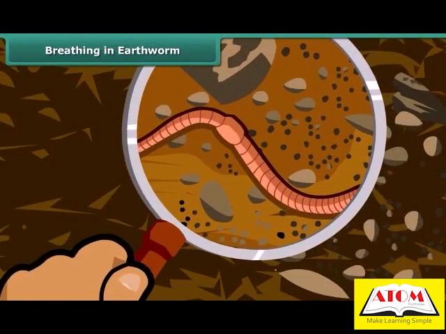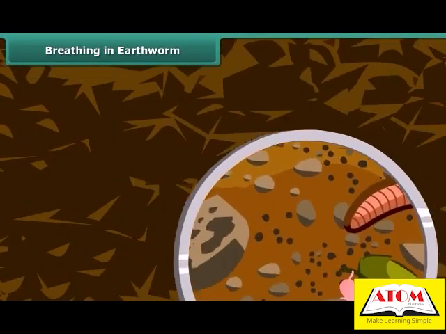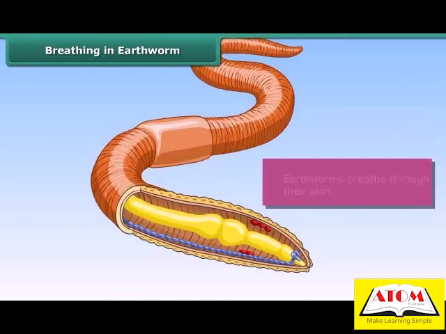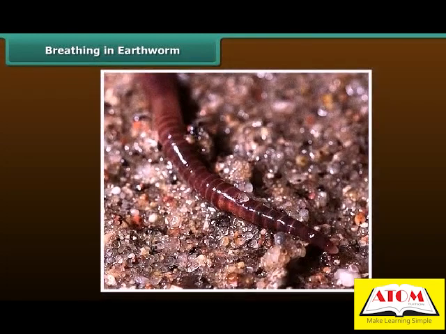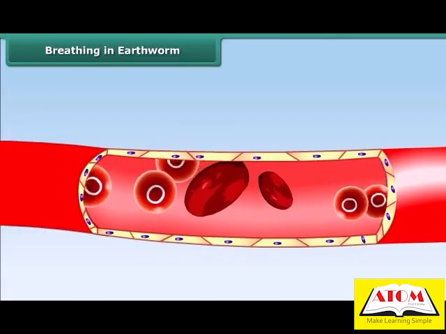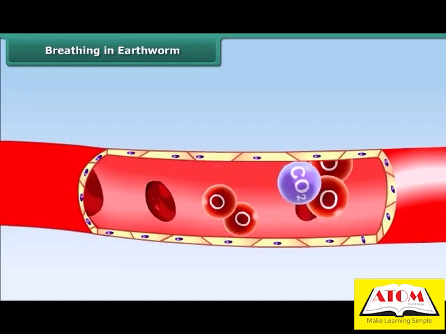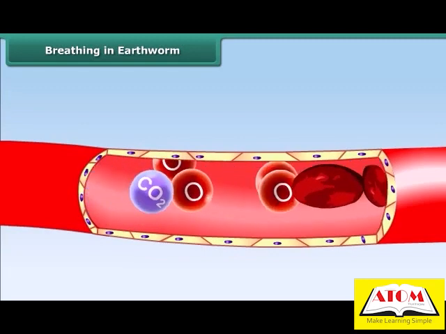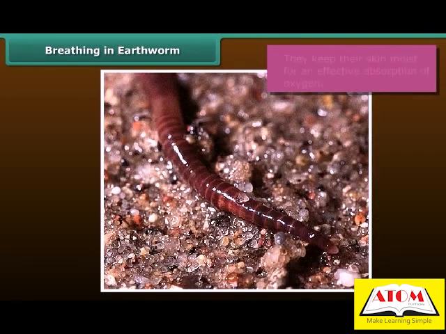Earthworms, like insects, do not have lungs, nor do they have a nose. They breathe through their skin. They absorb oxygen from air and soil. When the oxygen comes in contact with their moist skin, it breaks down, is absorbed through tiny blood vessels, and circulated throughout the body. The same blood vessels carry the carbon dioxide to be expelled through the skin. For an effective absorption of oxygen, earthworms keep their skin moist.